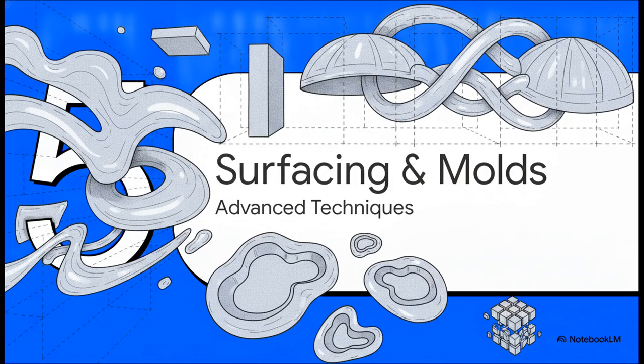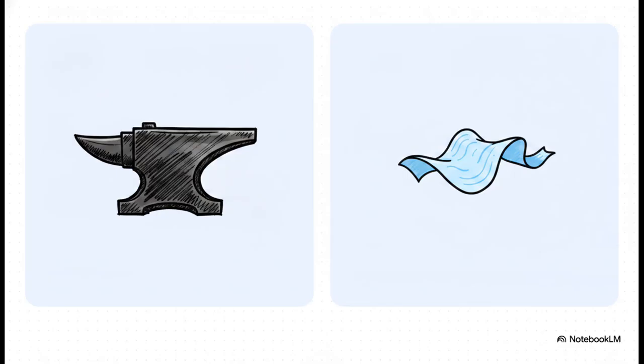Section 5. Advanced Surfacing and Molds. We built the bricks and mortar using solid mass, but now it's time to kind of break the rules of solid design to create really complex organic architecture. Okay, prepare yourself for a massive paradigm shift in software logic.